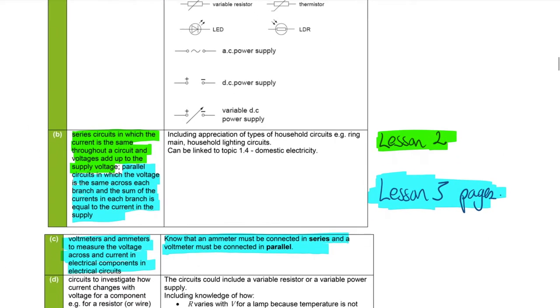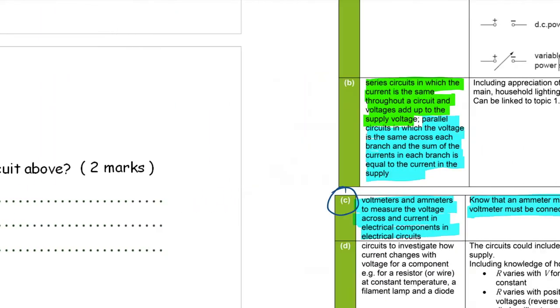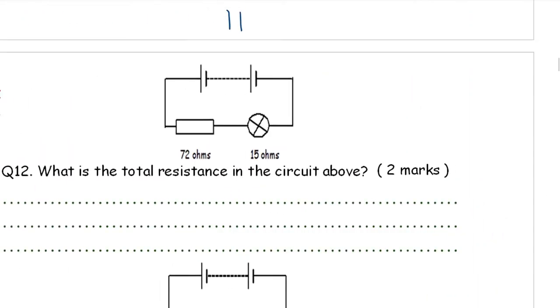That's highlighted in green. In blue, you see the learning objectives for this lesson, where we'll be learning about parallel circuits and also where voltmeters and ammeters go, that's part C of the specification. Part C is looking at where we put voltmeters and ammeters in parallel circuits, and we covered series circuits last week. Okay, let's get on with the learning.